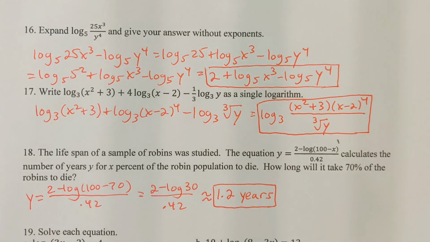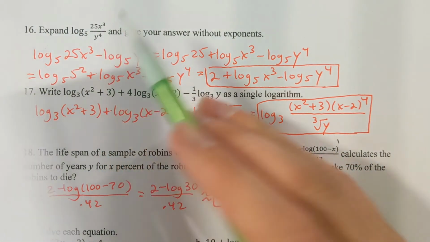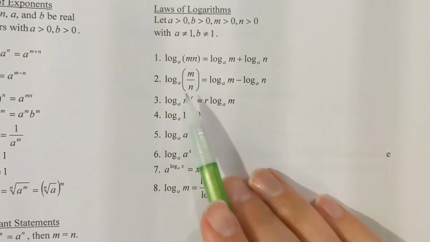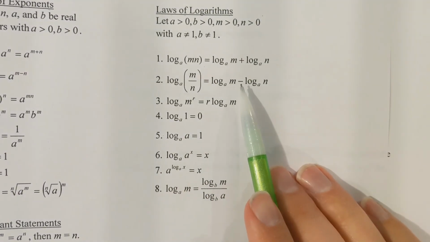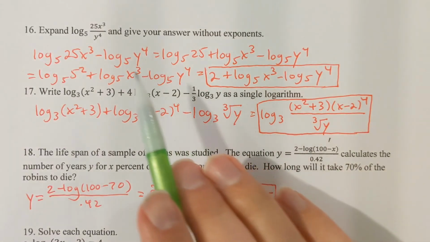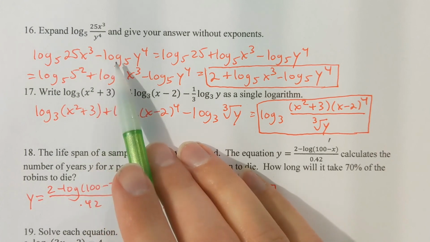Problem 16, expand log base 5 of 25x cubed over y to the 4th and give your answer without exponents. All right, that's how the book will want it. So I know that I'm dividing terms in this logarithm, and law 2 says that if you're dividing terms, you can split this logarithm into 2 logarithms where the operation would be subtraction. So that's what I've done here to start, subtracting these 2 logarithms.